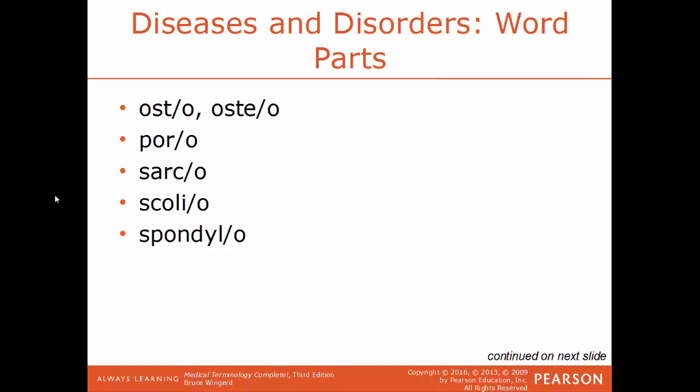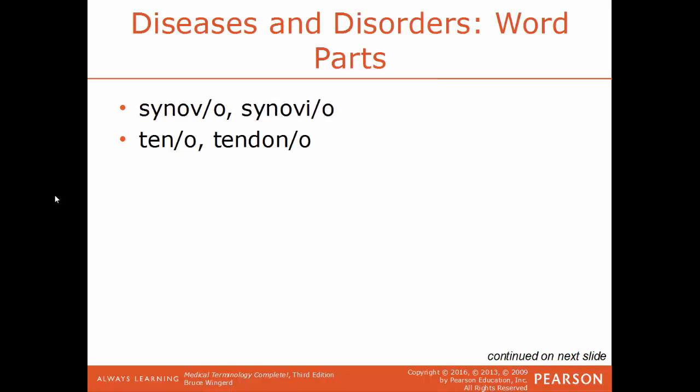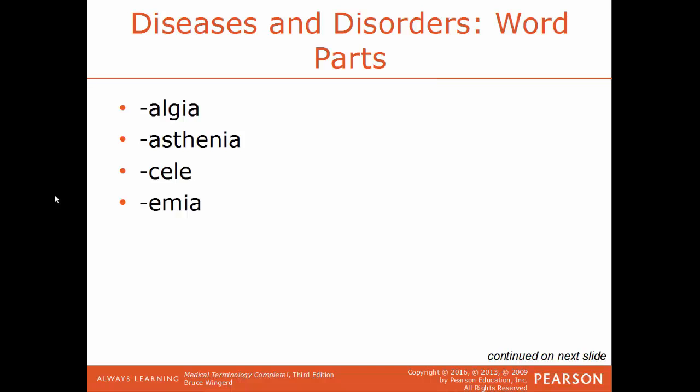Scolio is a reference to being bent or being crooked. Think of scoliosis as the spinal column will curve instead of being straight. And last one on here, spondylo, is a reference to the backbone or the vertebrae in the backbone. Synovio, reference to the synovial fluid or synovial membrane. Tendino is a reference to tendons. Algia is a reference to pain.